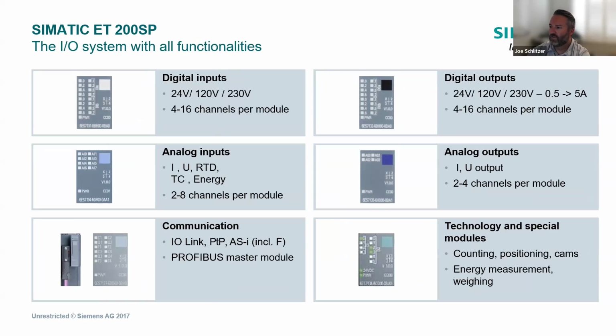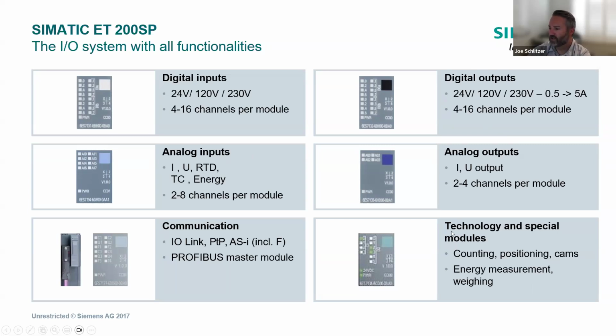This is just to give you a brief overview of what's available for the different I/O modules. For digital inputs, there's different voltages. Channel density, we could get up to 16 channels per module. Digital outputs, there's solid state, there's also relay modules, and channel density is the same, up to 16 channels. Analog inputs, we have current, voltage. If you're doing anything with temperature, we have RTD, thermocouple modules. Analog outputs, current and voltage.